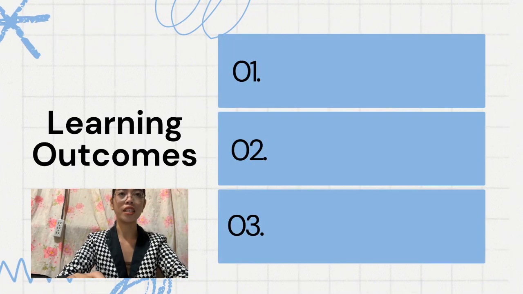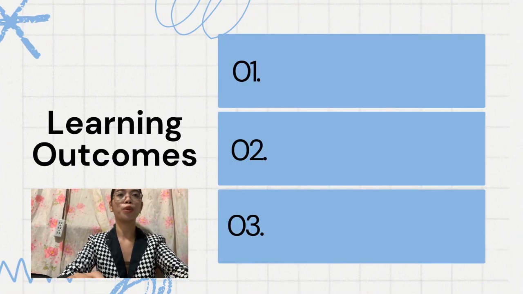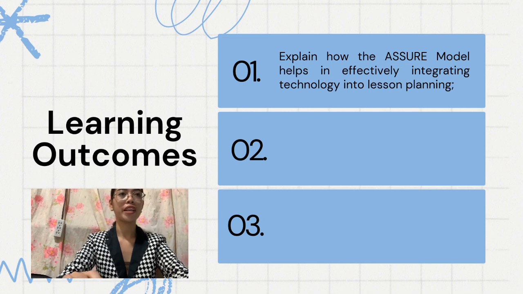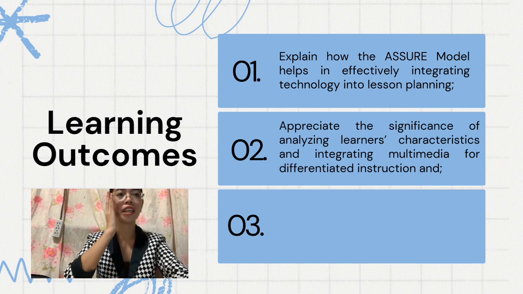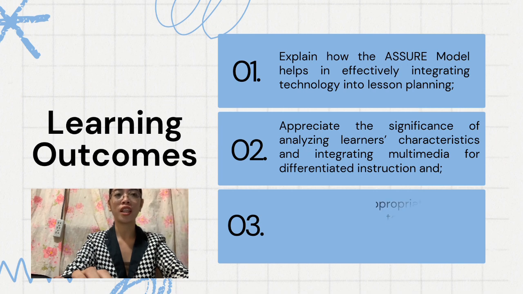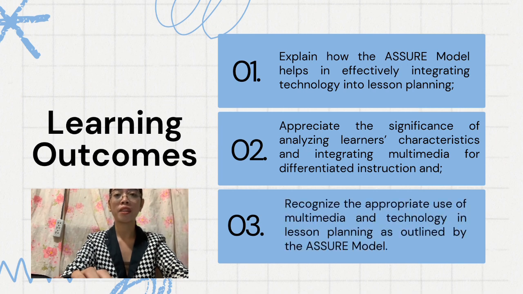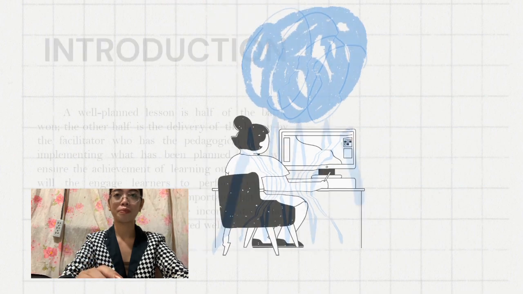The first one is explain how the Assure Model helps in effectively integrating technology into lesson planning. Then, appreciate the significance of analyzing learners' characteristics and integrating multimedia for differentiated instruction. And recognize the appropriate use of multimedia and technology in lesson planning as outlined by the Assure Model. So, first, what is Assure Model?